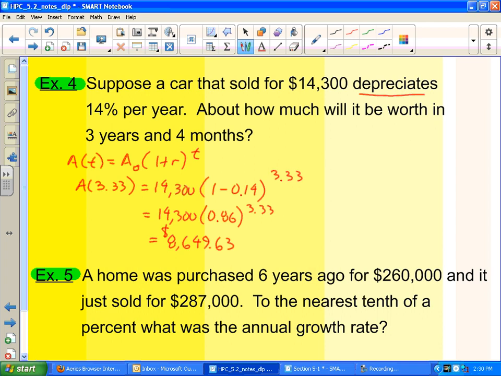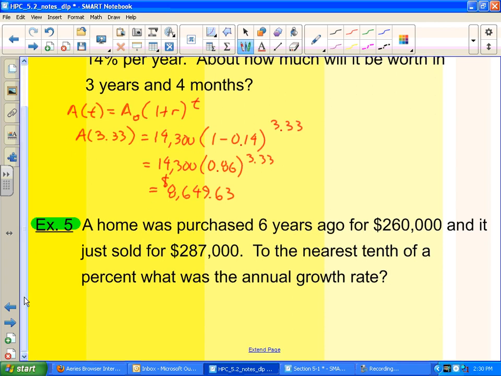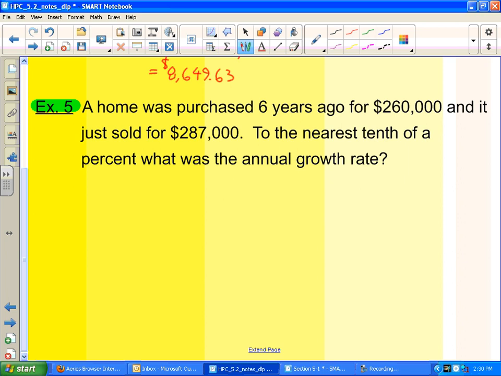I go to the home. So this one we're looking for a rate. We'll take a radical here, a root of something. So 1 plus r to the t. Now, we purchased it for 260, so that's my original number. 6 years later, it's worth 287. That's my A of T amount. And then we are figuring out what this rate is.